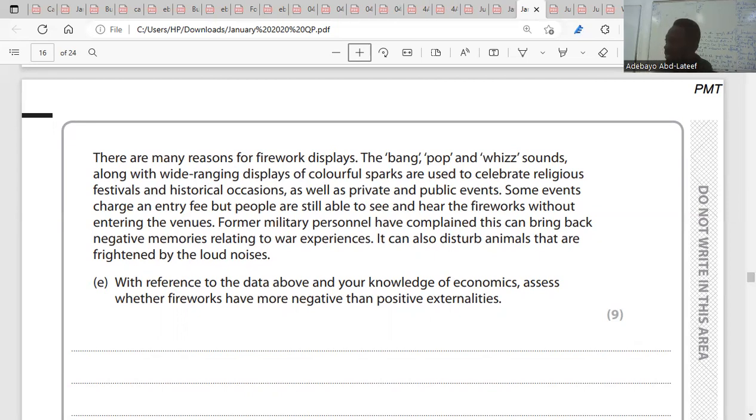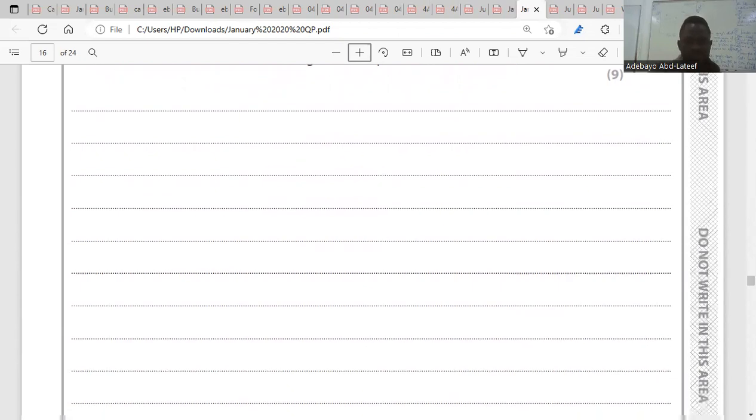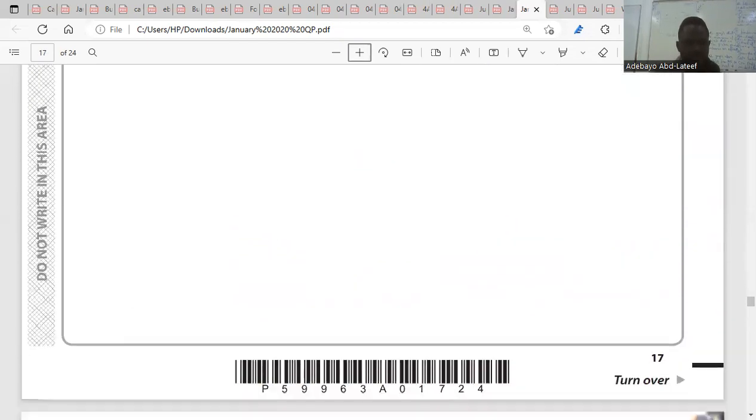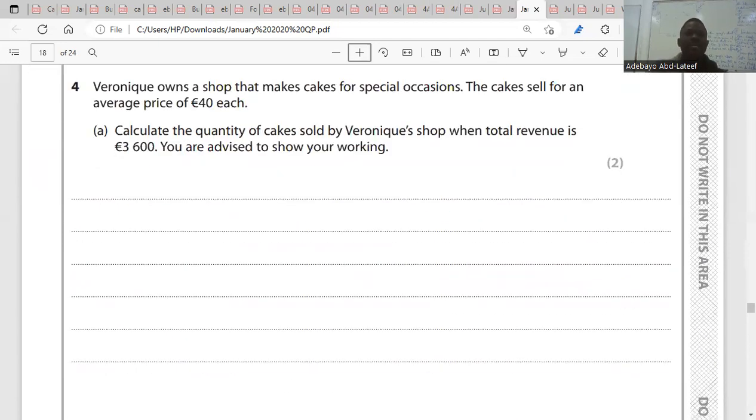Question 4. They said Veronique owns a shop that makes cakes for special occasions. The cake sells for an average price of 40 euros each. Calculate the quantity of cakes sold by Veronique's shop when total revenue is 3,600 euros. You're advised to show your working.